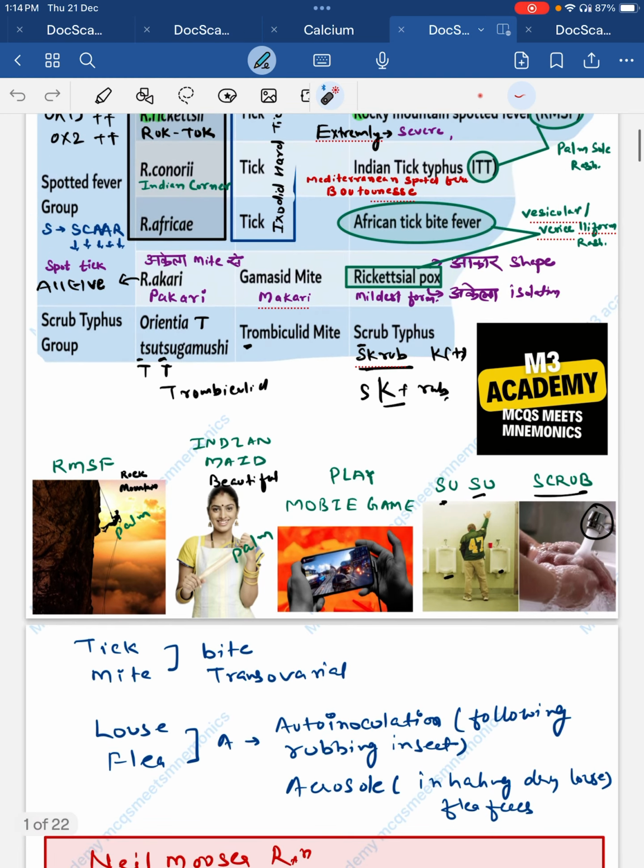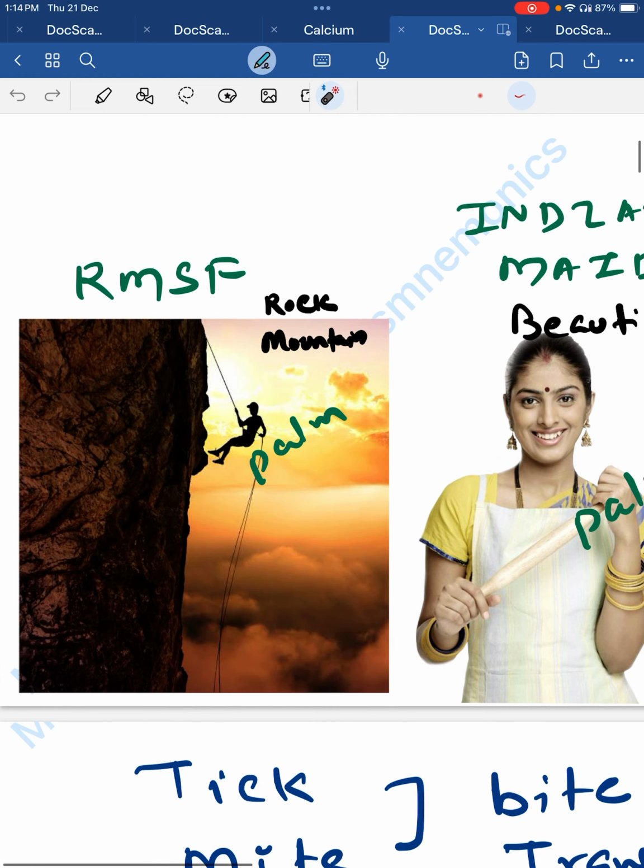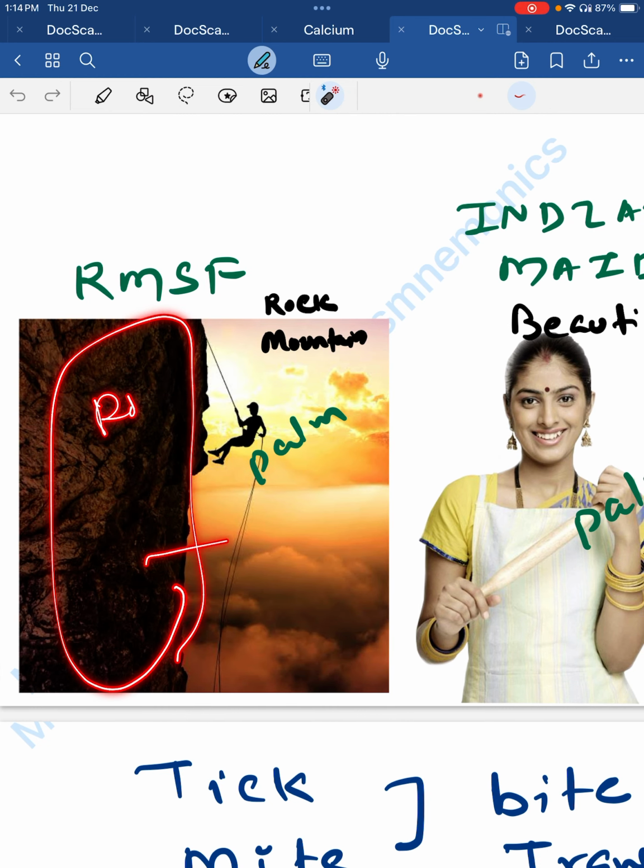How can you remember? See this picture. This is a rock and this is a mountain. So this is a rocky mountain. If somebody tries to climb the rocky mountain, this is a very difficult situation. The person may die after losing balance. So the patient may die. So there is danger. So it is a dangerous disease. The most severe disease is Rocky Mountain fever.